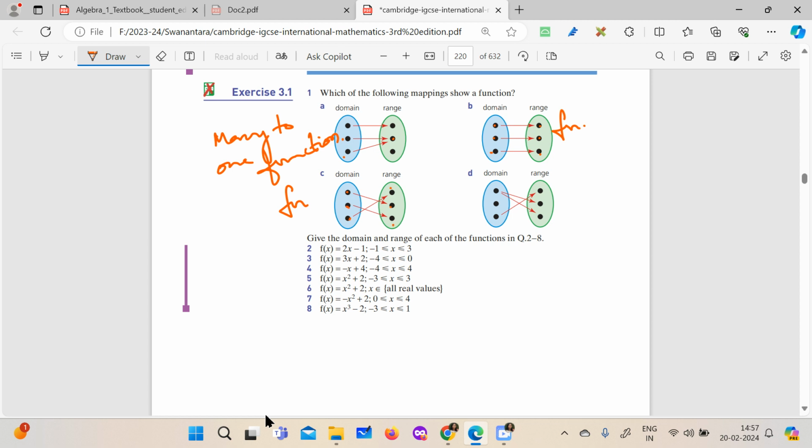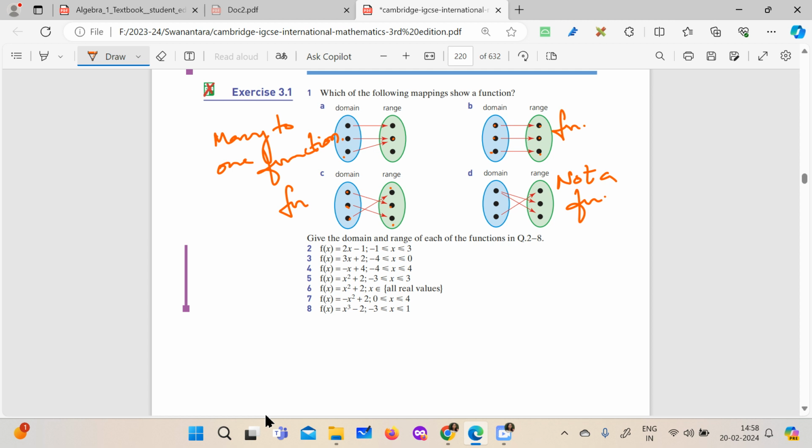And then what about D? Is this a function or not? No. The reason is that a single domain value would have two ranges, which is not possible. Good. When a single domain value has two range values, that is not called a function. Okay, so this is clear to you.